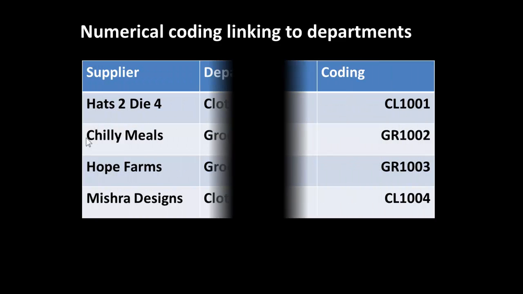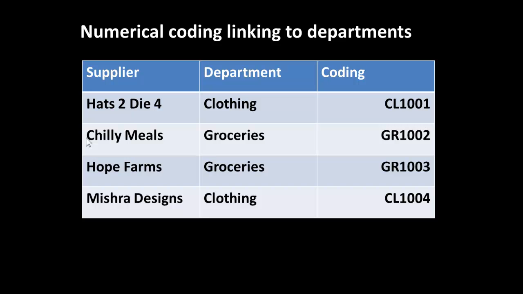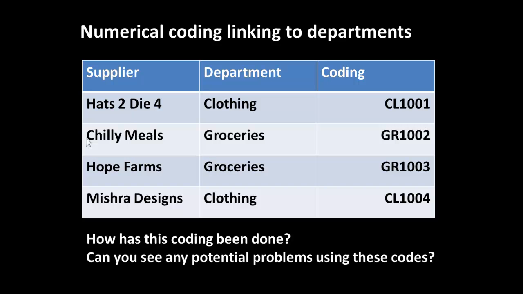What about using numerical coding linked to departments? Supposing we have the clothing and the grocery departments coded as CL and GR, and then we start using numbers for our suppliers, 1001, 1002, and so on. So we can see we're using a combination of letters and the number here. Now, can you see any potential problems using these codes? Well, if you were asked without looking what 1003 stood for, in other words, who was the supplier, that might be a little difficult to answer immediately.